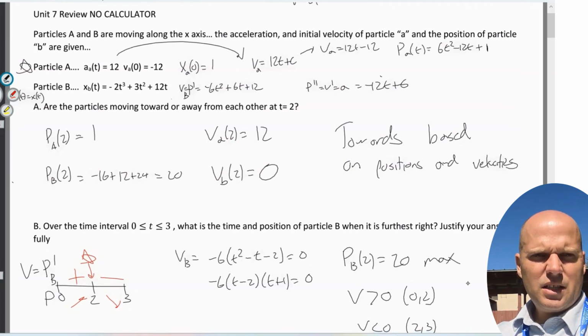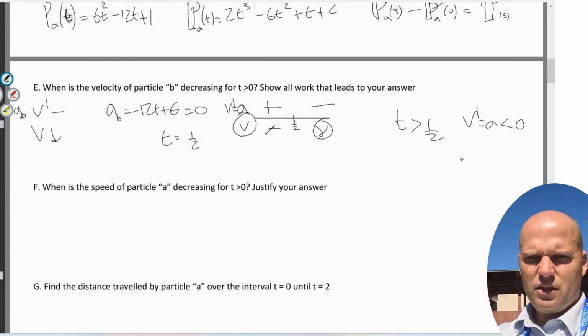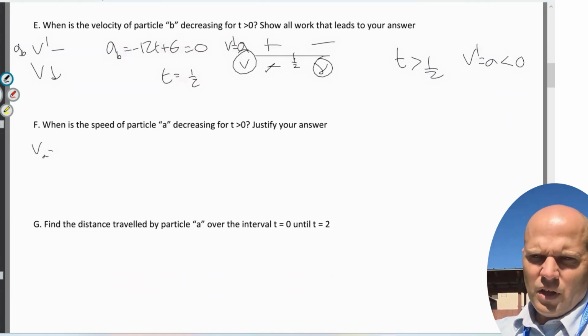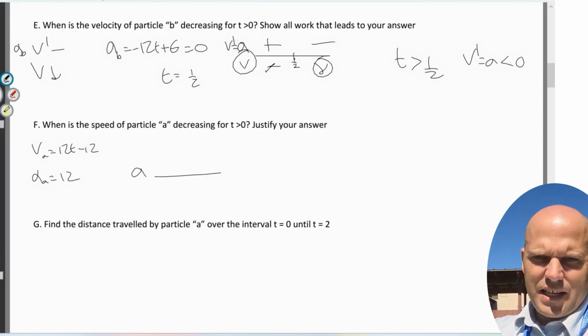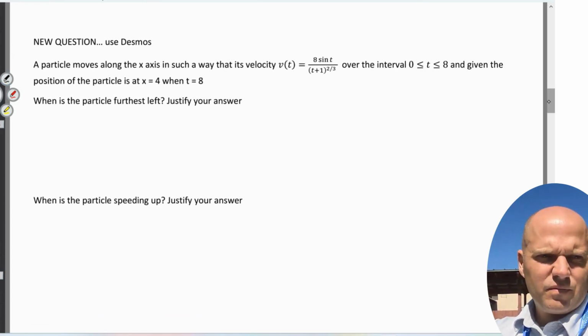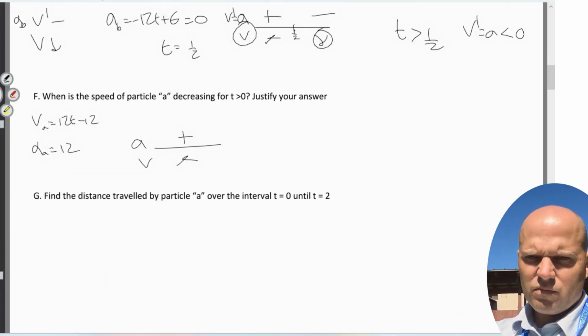So I got 12t minus 12 and 12. That's easy. Great. So my V is 12t minus 12. My A is 12. So that means my velocity is always increasing because the acceleration is positive.